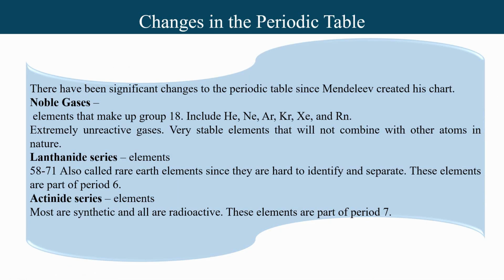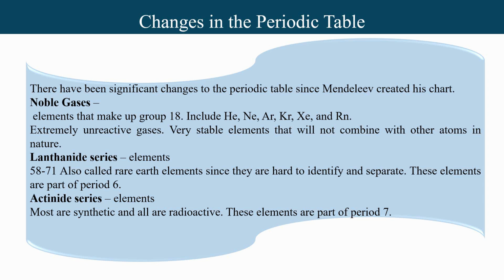After the development of Mendeleev's periodic table, there have been significant changes. For example, noble gases were discovered later, after the development of Mendeleev's periodic table, and in the modern periodic table, they make up group 18 and include helium, neon, argon, krypton, xenon, and radon. These are extremely unreactive gases and very stable elements that do not combine with other atoms in nature.